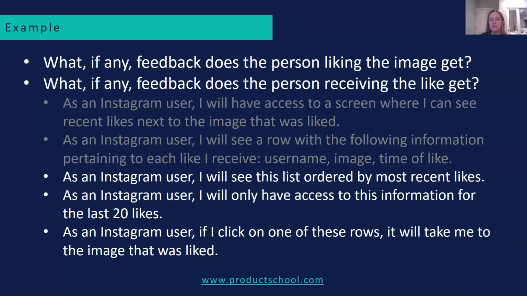This is a good one in realizing that not everything is about why your product is so great. You also have to have the limitations of your product as well. And then finally, as an Instagram user, if I click on one of these rows, it'll take me to the image that was last liked. So that's a little more interaction with that like carousel and how it can take you to different places within the app.